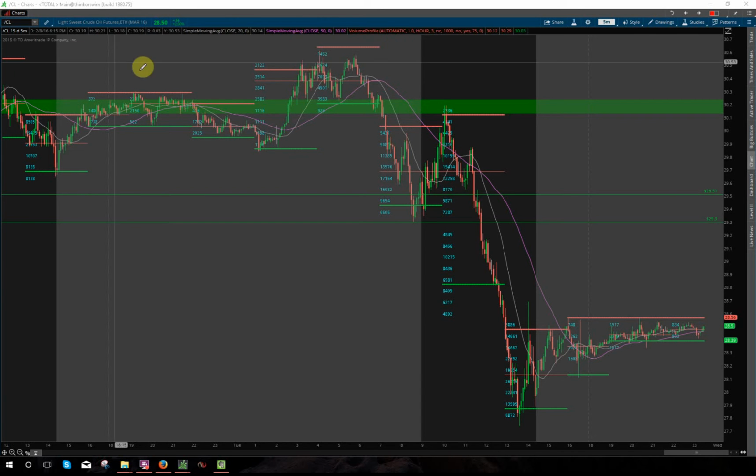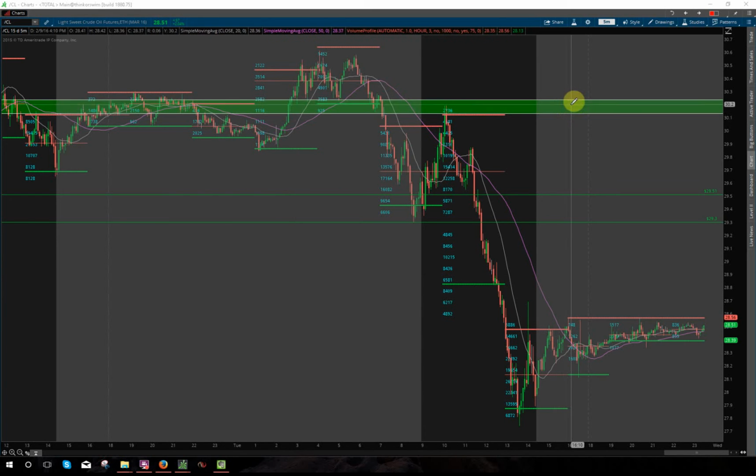Let's look at the market in oil yesterday because it had an over 200 tick move to the downside. But let's just look at some plays that could have happened using market profile. I might have my chart open already. You see this green zone here?